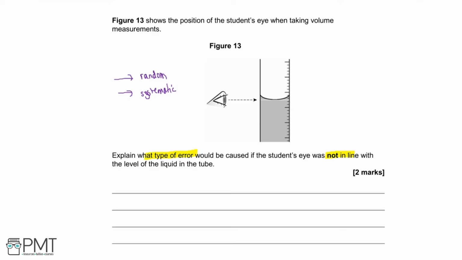What we have with this situation is that the student's eye is not in line with the level of the liquid. That means the student could be reading the level of the liquid from here, they could be reading it from here, they could be reading it from here. So every time it's going to be different. And what that means is that this error is a random error. Because if they take a measurement from here, then the difference from the true value will be different to if they take a measurement from here. So there will be an unpredictable difference between the true value and the different measured values. So our first mark comes from saying that this would cause a random error.